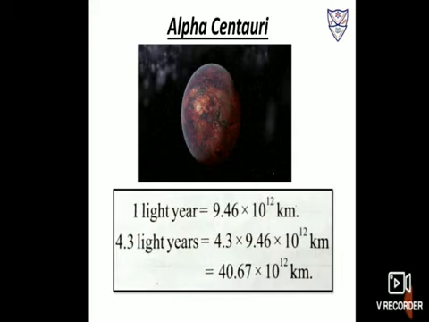1 light year is 9.46 multiplied by 10 to the power 12 kilometers. So 4.3 light years will be how much? Do cross multiplication, calculate it. So you will get the answer, that is 40.67 multiplied by 10 to the power 12 kilometers.